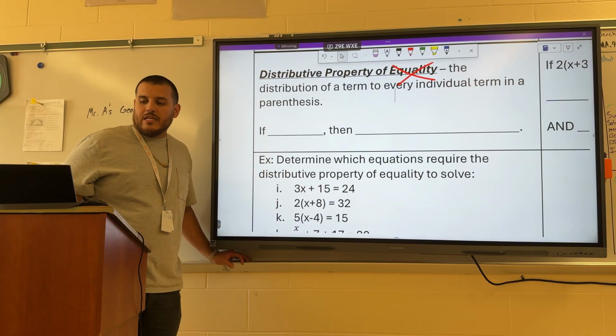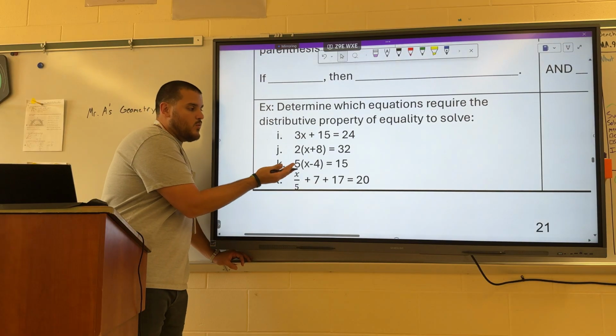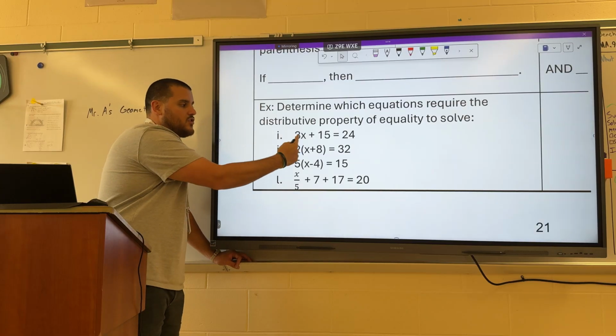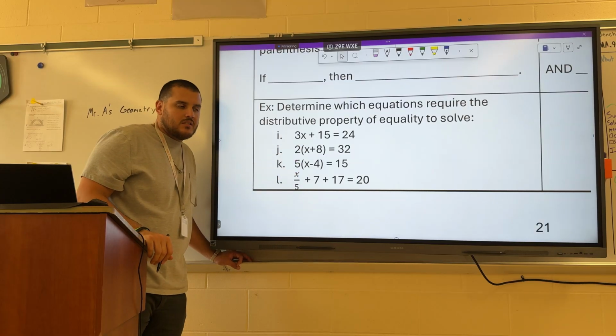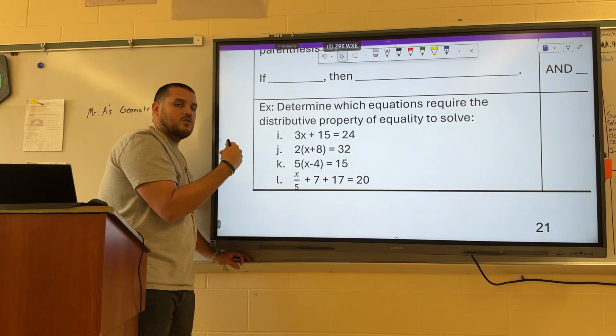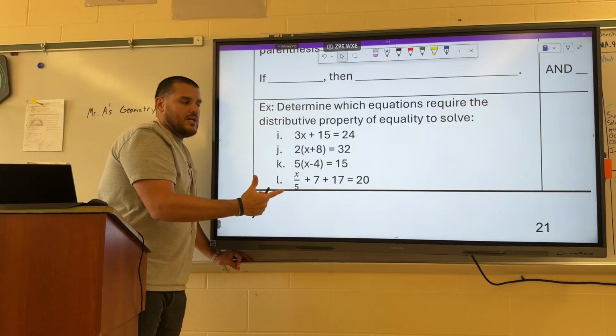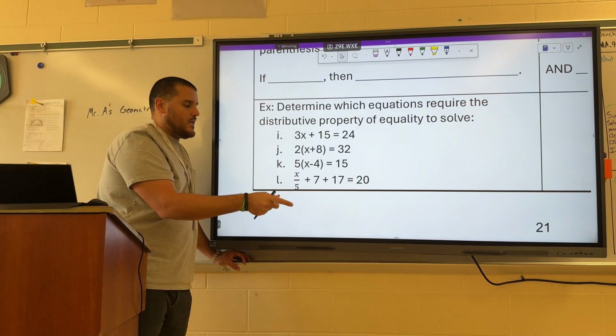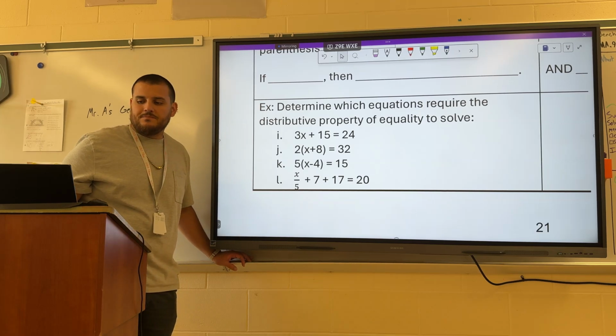For example, as we look at this example down here, when I want to solve for j and k, I have to distribute the 2 and the 5 into the parentheses. So my explanation of how I solve for x requires use of the distributive property. It's just not the distributive property of equality because it doesn't happen to both sides of the equal sign.